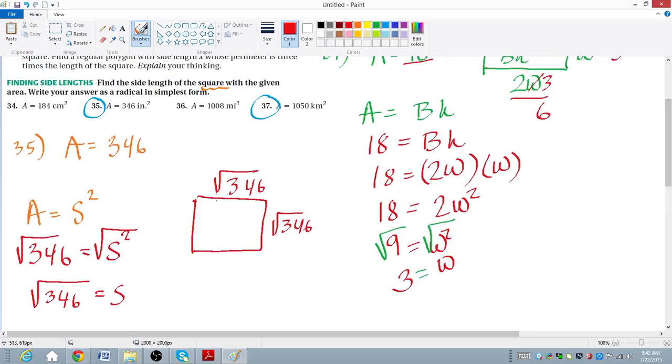Well, actually, number 37 is the same thing. You plug in, you have the area being 1050, and then you just plug into this formula. It's the same thing. So I'll let you do this on your own.